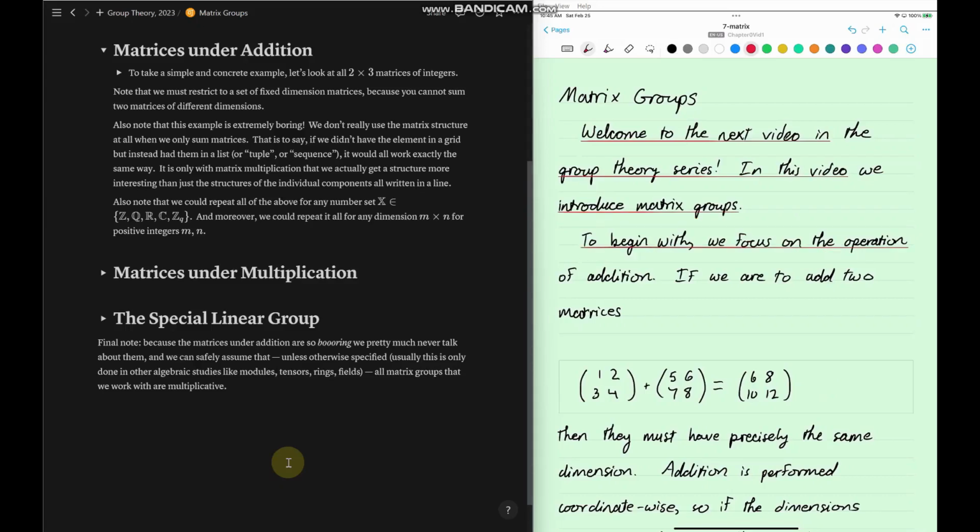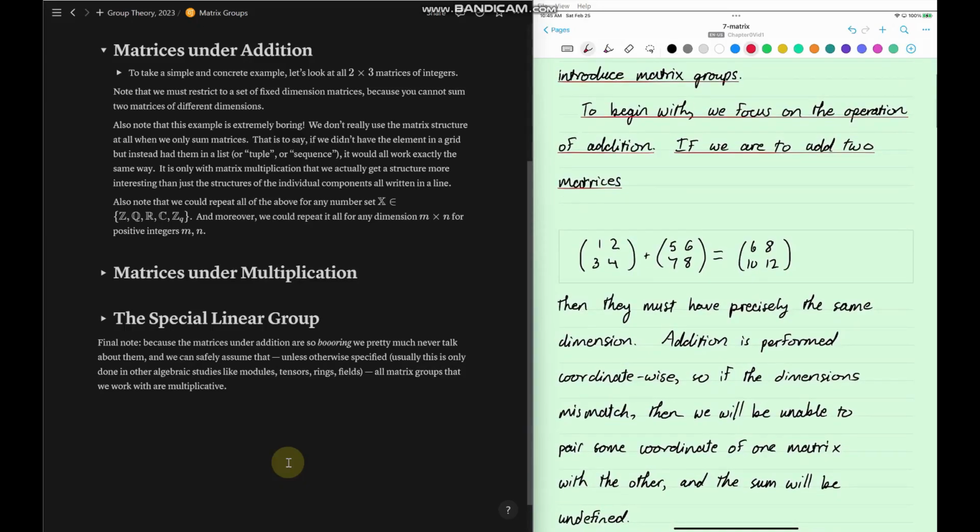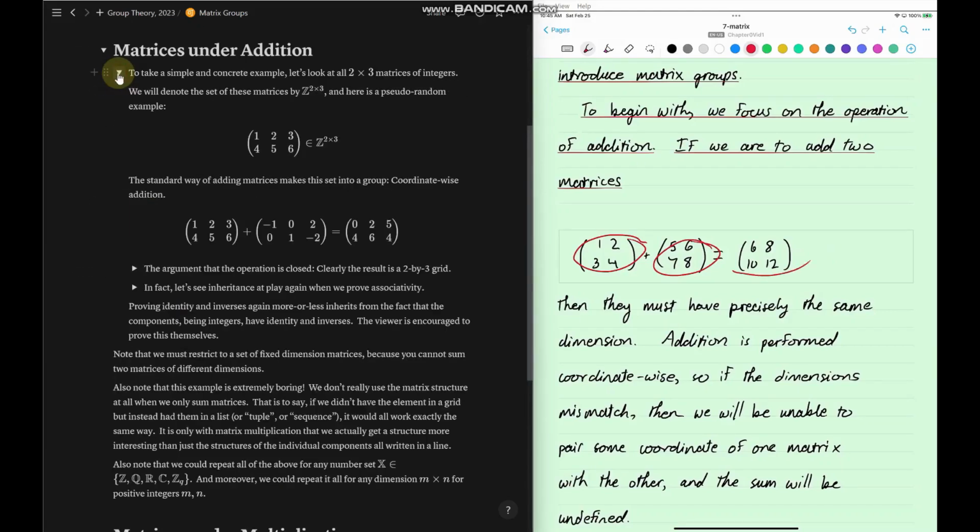To begin with, we focus on the operation of addition. If we are to add two matrices, for example this matrix 1, 2, 3, 4 and the matrix 5, 6, 7, 8, then we perform the addition coordinate-wise and get 1 plus 5 is 6, 2 plus 6 is 8, 3 and 7 is 10, 4 and 8 is 12.